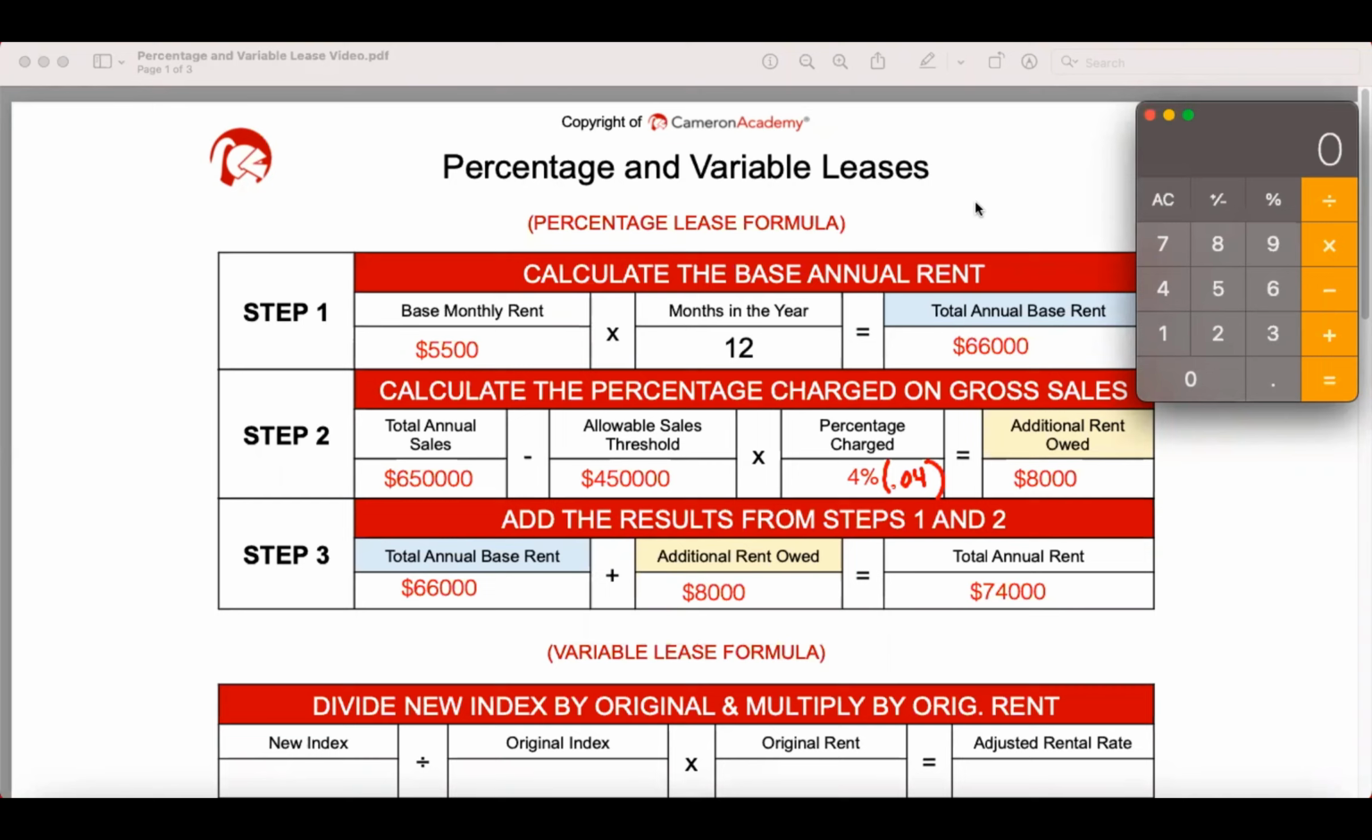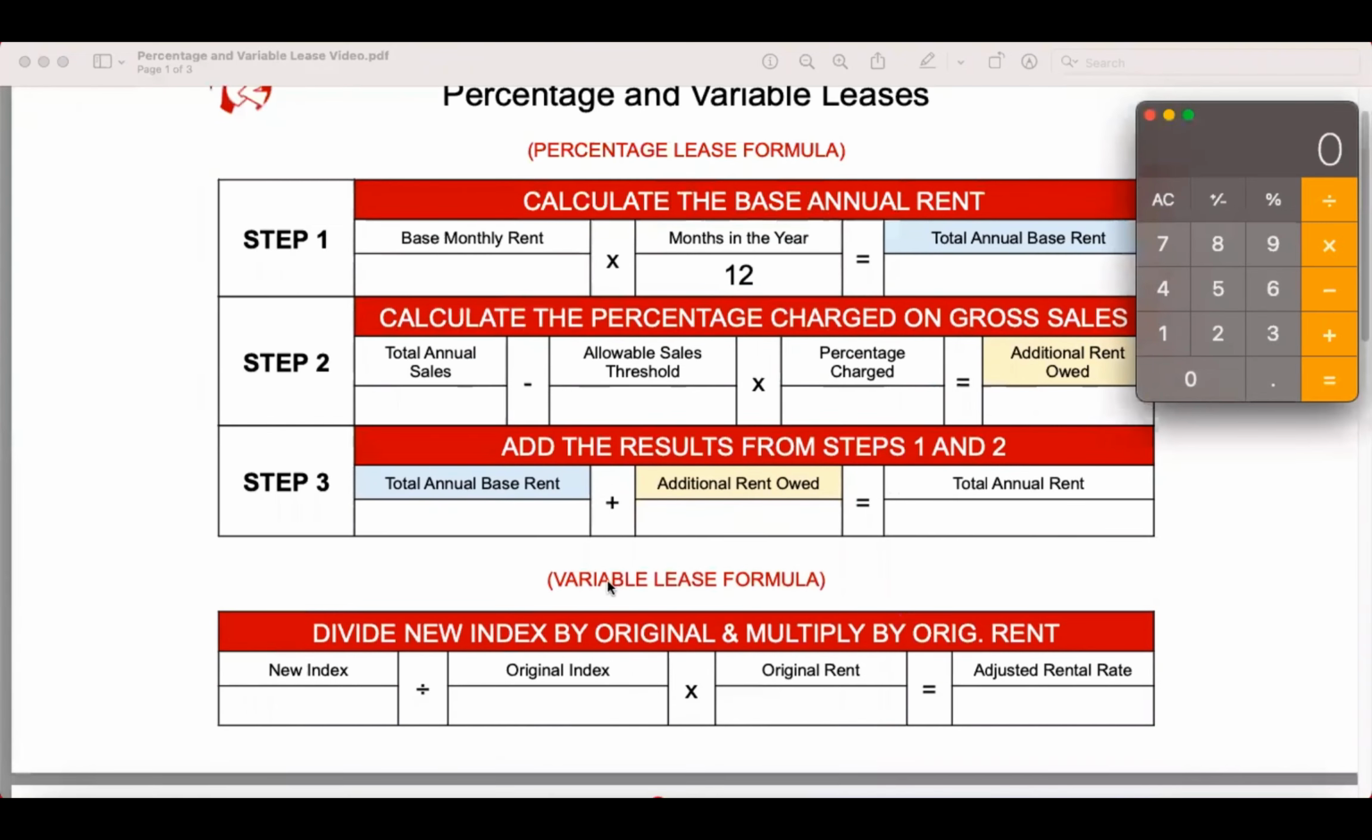Let's go ahead and clear this out and focus on rent owed for a variable lease. Variable leases are pretty common for commercial shopping centers, for instance. Could be used for various types of properties. It is a structure of lease that could be used within our business. Everything is negotiable, of course.